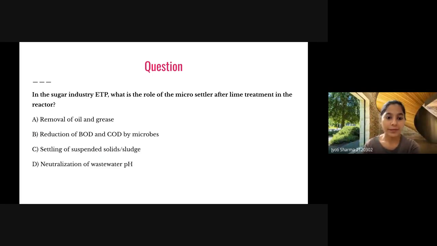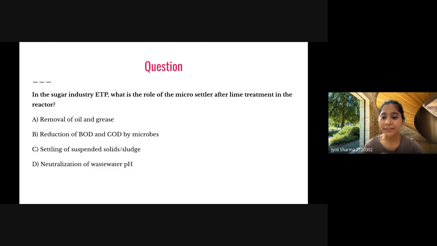Okay. So the next question is, in the sugar industry ATP, what is the role of microsettler after lime treatment in the reactor? Removal of oil and grease, reduction of BOD and COD by microbes, settling of suspended solid or sludge, neutralization of wastewater pH. Why do we have one step that has a microsettler? What kind of work will that microsettler do in the sugar industry?